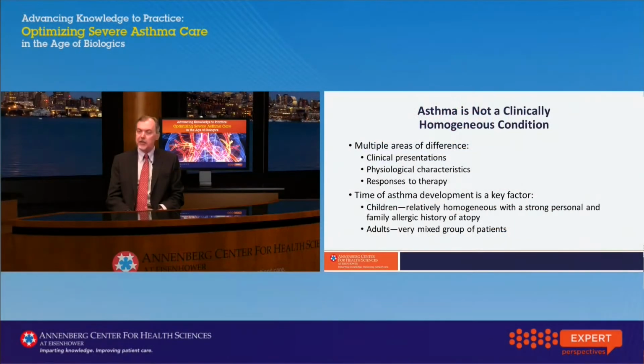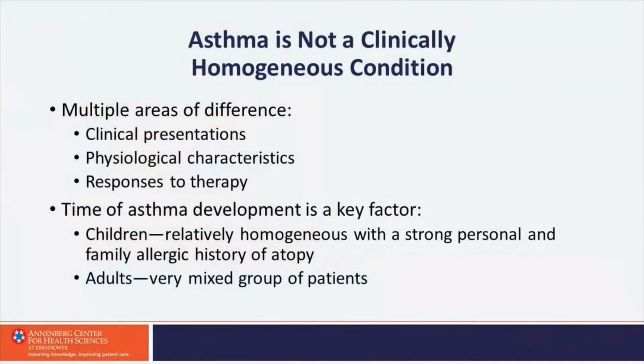One thing to keep in mind, and something we've learned very well over the past decade, is that asthma is not a clinically homogeneous condition. There are a lot of differences between various patients in terms of clinical presentation, in terms of their physiologic characteristics, one patient having very severe bronchospasm, another very mild. And then finally, how patients respond individually to different forms of therapy, particularly inhaled glucocorticoids.